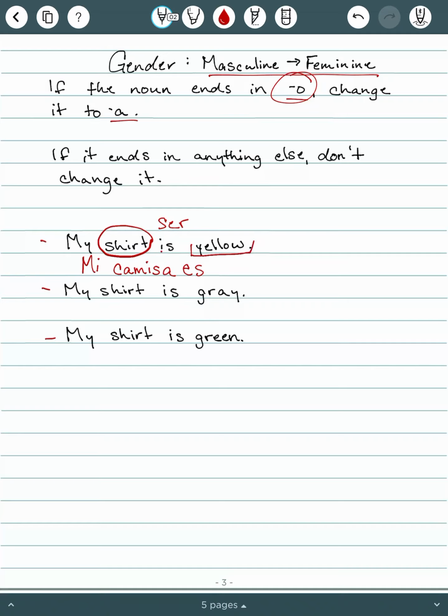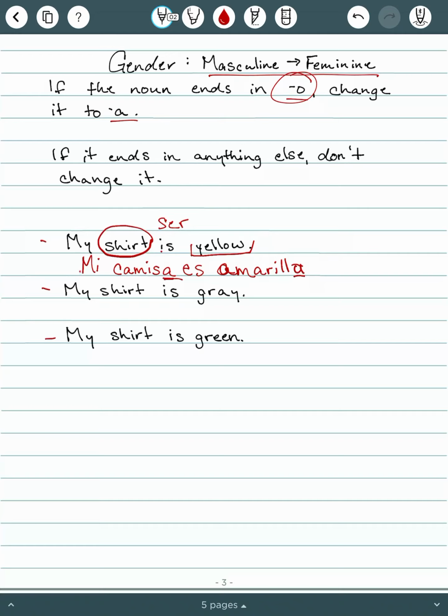And then yellow, this is our new thing. So we need to know our basic word for yellow is amarillo. Camisa is feminine, it's la camisa. So we need to change that O to an A to make it feminine.